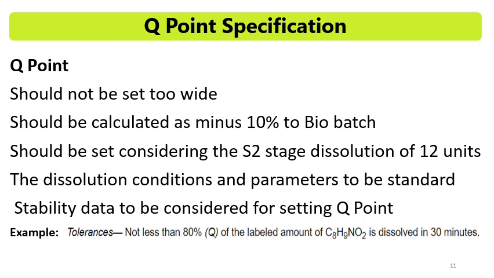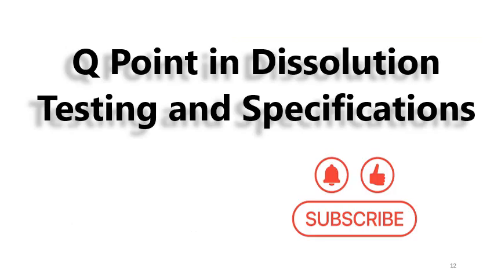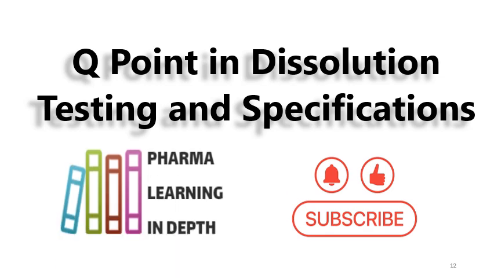So this is regarding the Q point. Always have the data of 12 units in your hand from the multiple batches, from the R&D batches, scale up and exhibit batches, and consider the biobatch data, stability data, and then go for the Q point setting and giving the specifications. So Q point is nothing but the quantity or percentage of the labeled amount released or dissolved at a specific time point or within the specific time point.